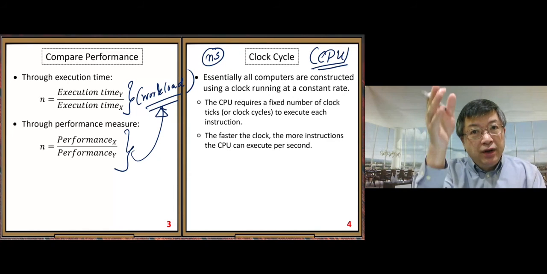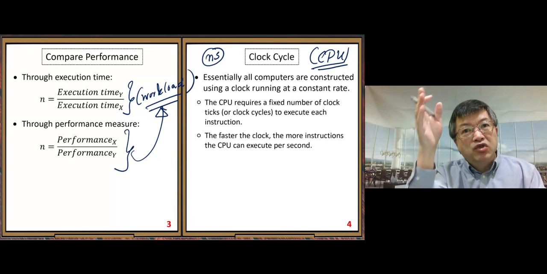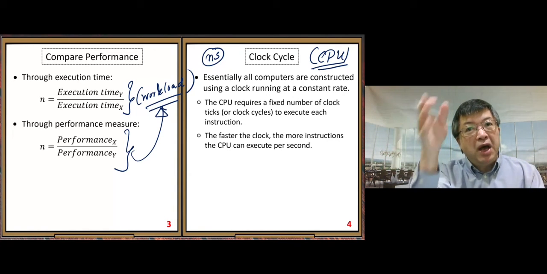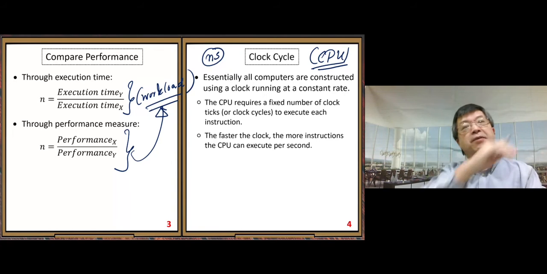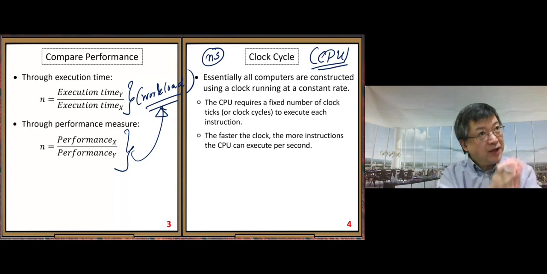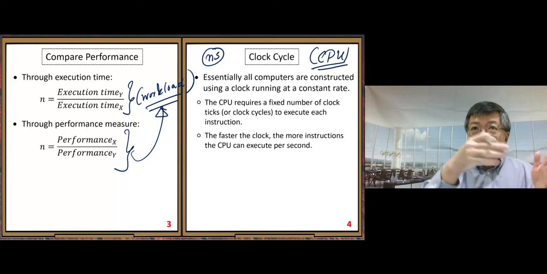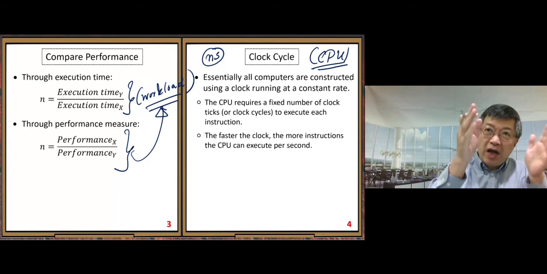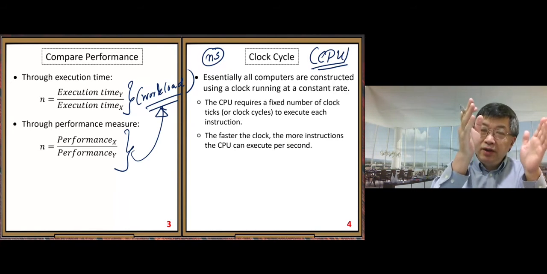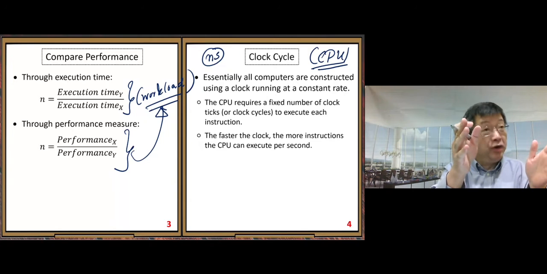The faster the clock, the more instructions the CPU can execute per second. The faster the clock, the clock cycle time is smaller. So you use the same number of clock cycles to complete one instruction, but you need shorter time, right?